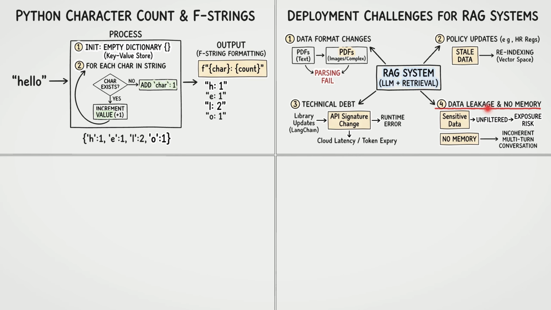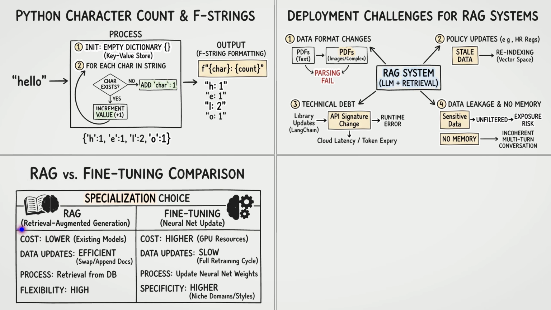So, how do we choose the right architecture? Let's look at the RAG versus fine-tuning comparison. RAG is generally much lower in cost because it uses existing models. It's incredibly efficient for data updates. You just swap or append documents in your database.